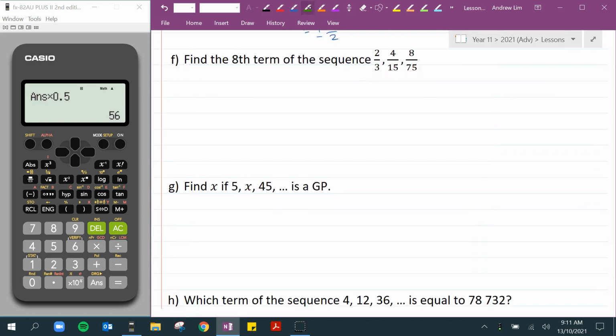Alright, question F. Find the 8th term of the sequence 2/3, 4/15, 8/75. Now I'm looking at this and I'm thinking it doesn't look like there's a common difference. In fact, it looks like there's a common ratio, because when I times this by 5, I get 15. When I times that by 5, I get 75. When I times that by 2, I get 4. When I times that by 2, I'll get 8. So it looks like the common ratio is 2/5.